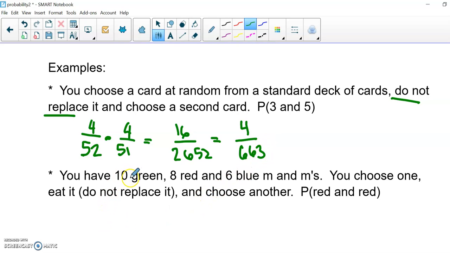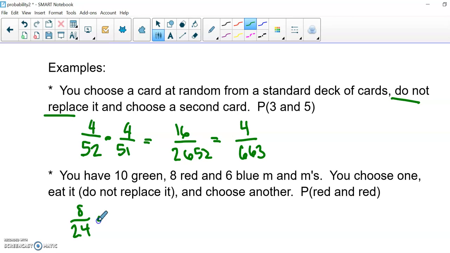All right, you have 10 green, 8 red, and 6 blue M&Ms. You choose one and you eat it. You don't replace it, obviously, and you choose another. So what's the probability you'll get a red, and the second time you'll get another red? Well, there are 8 red M&Ms in our bag, and it looks like we have a total of 24 M&Ms.